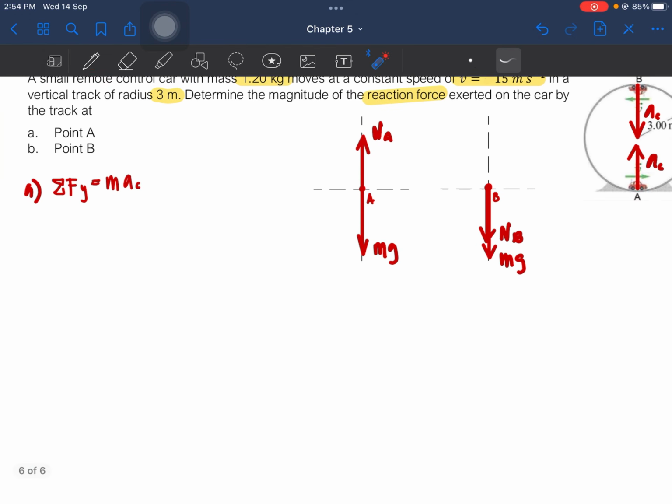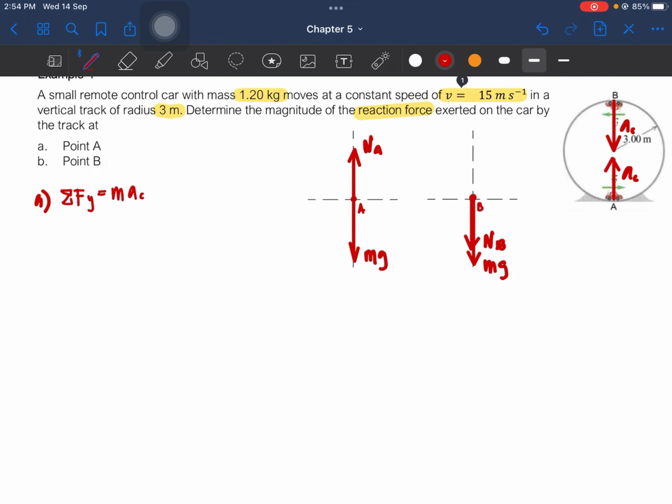Okay, betul lah. Astaga, confused. Okay, so now bolehlah kita start jawab dia. So this is NA follows the direction of the acceleration, radial acceleration, so they're positive, minus mg equal to mv square over r. Okay, so the normal force at point A is equal to mv square over r plus mg. Okay, so it is equal to 102 Newton. That is for point A.